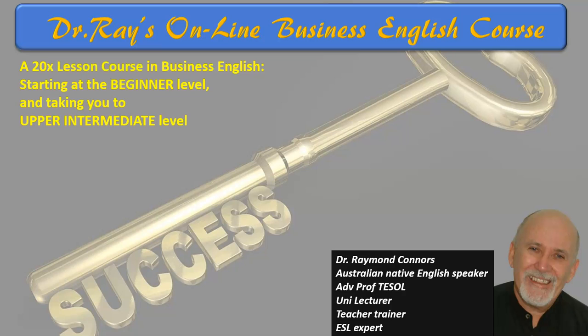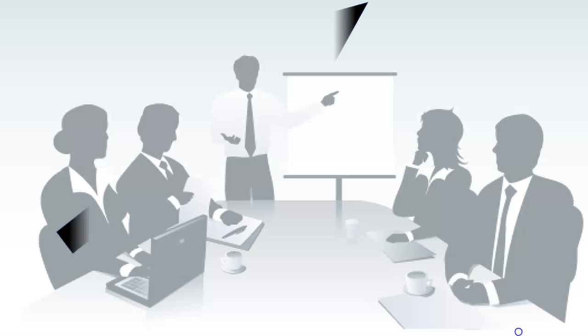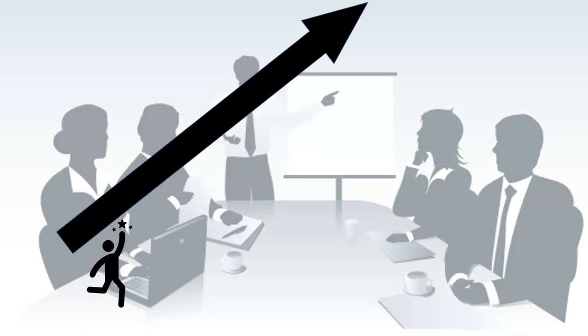It's a 20-lesson course in business English, starting at the beginner level and taking you to upper intermediate level. That's right, in only 20 lessons you will advance from beginner level in business English up to upper intermediate because the course is so highly focused. So, how does it work?